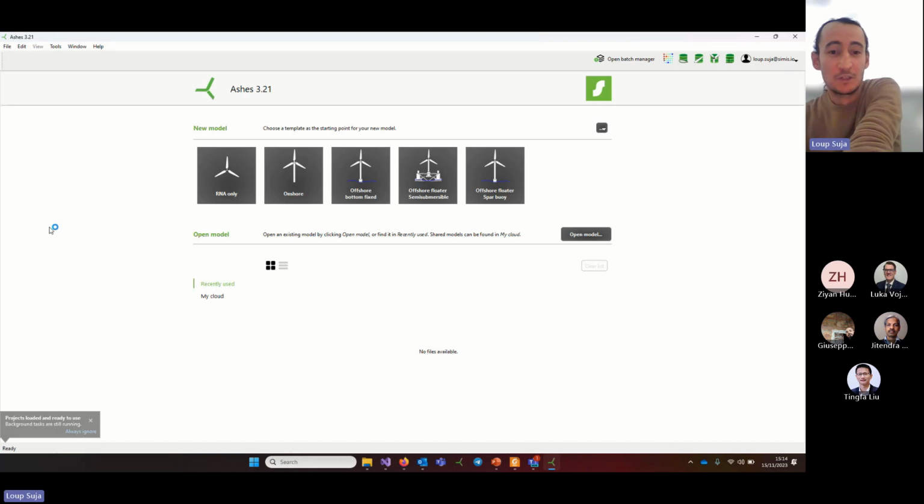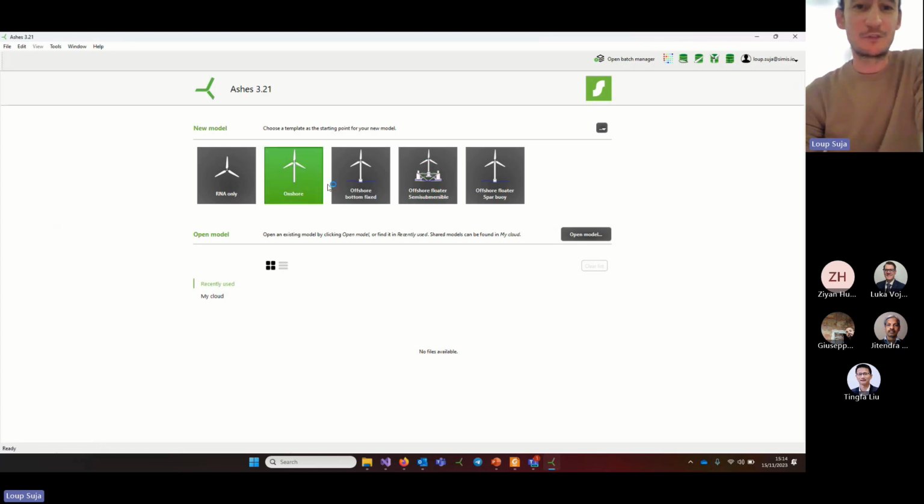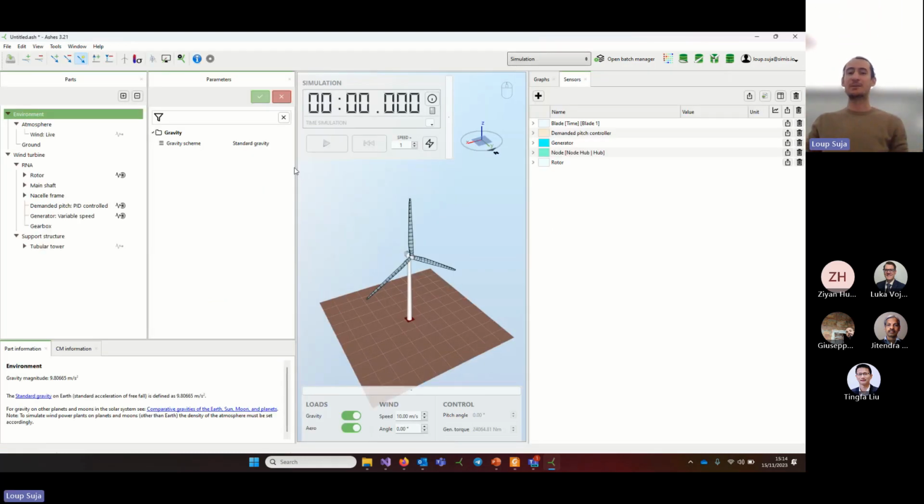Okay. So this is our software. If you download it, you will get exactly this, and you have a few default models that you can use. Okay. For studying the case that I just showed you, I'm going to use this model, which is just an onshore wind turbine. So a wind turbine that's built on land.